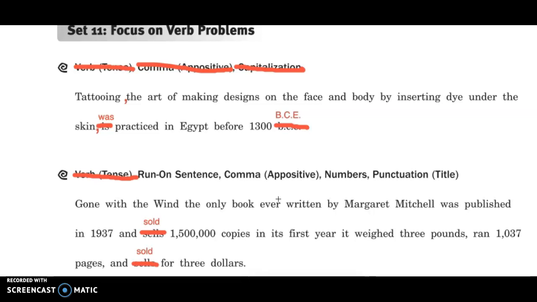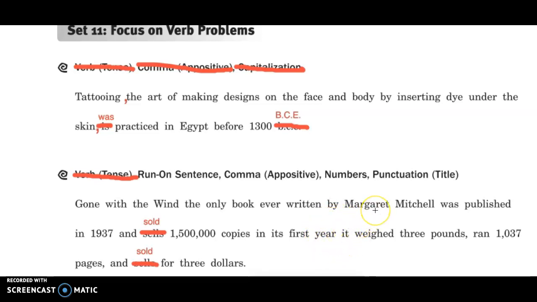Gone with the Wind, the only book ever written by Margaret Mitchell, was published in 1937 and sold 1,500,000 copies in its first year. It weighed 3 pounds, ran 1,037 pages, and sold for $3. I don't know about you, but I heard a pause right after year and before the word it.